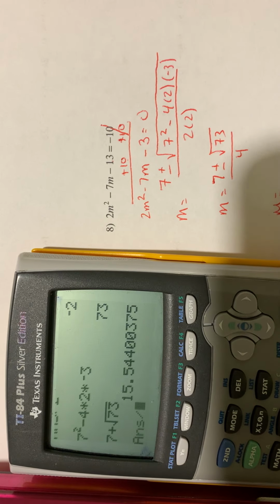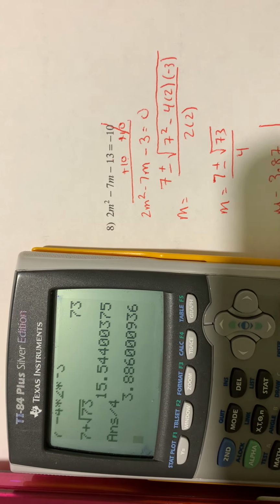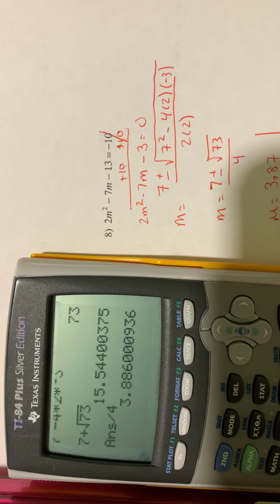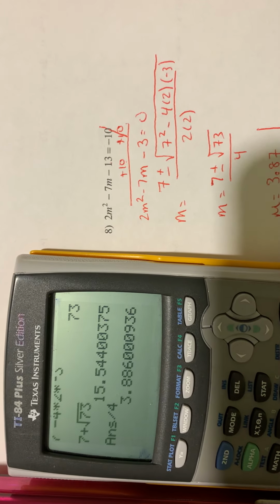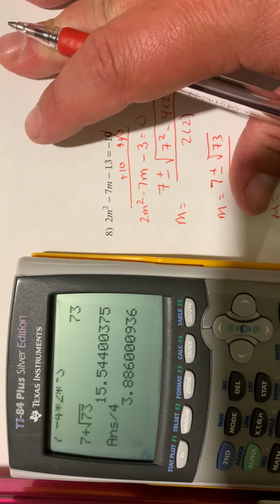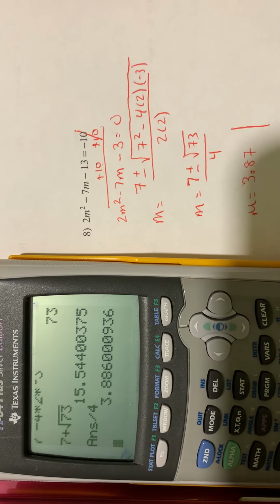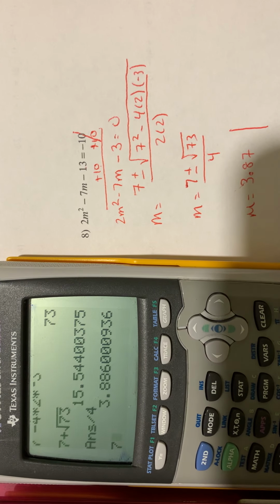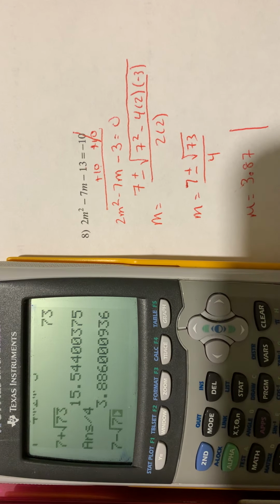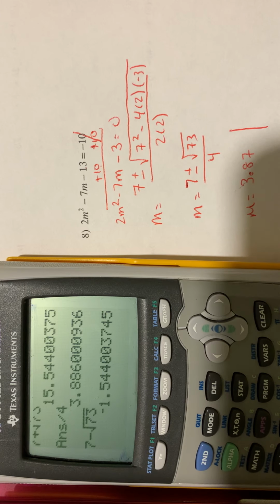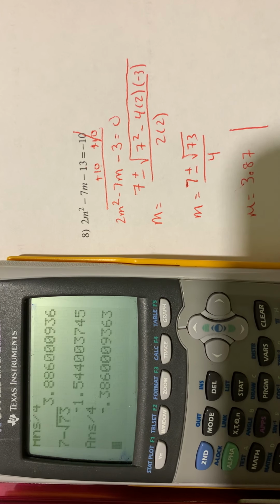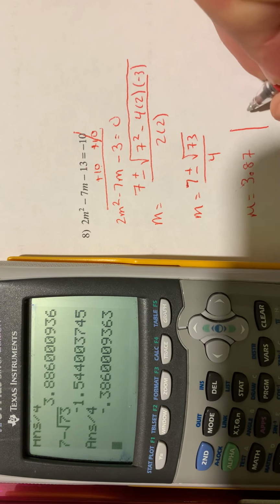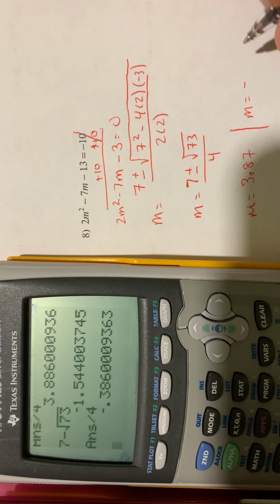3.87. Round these to the nearest hundredth. Don't worry about simplest radical form or anything like that. If it's a whole number, work with it. If it's not a whole number, then just round to the nearest hundredth. So then I do 7 minus the square root of 73, enter, divided by 4. And I get m equals negative 0.39.